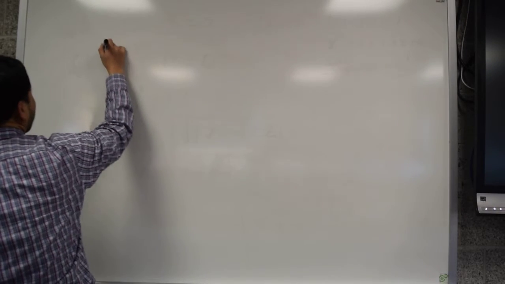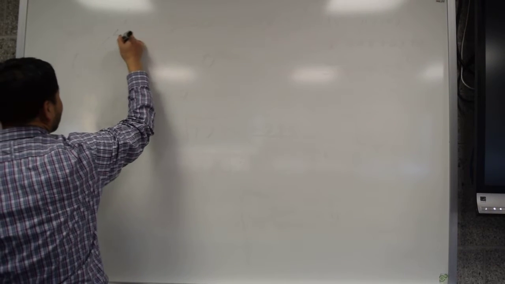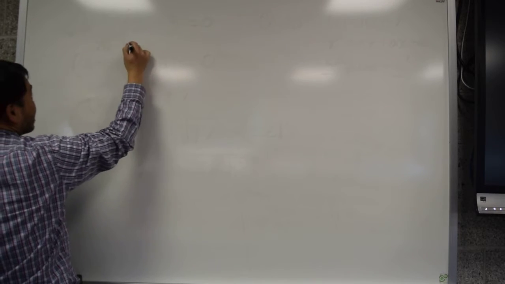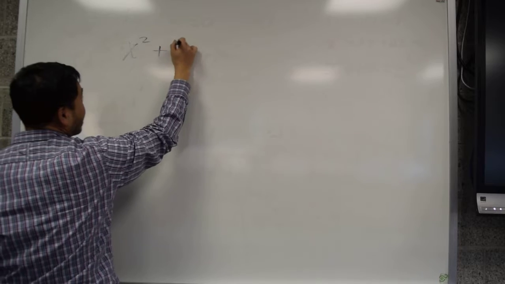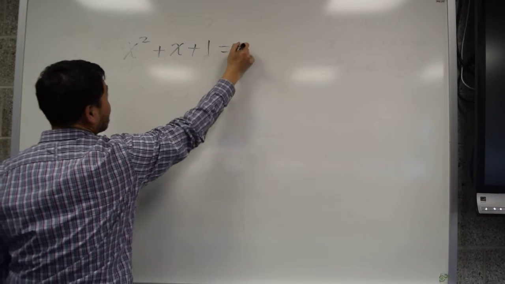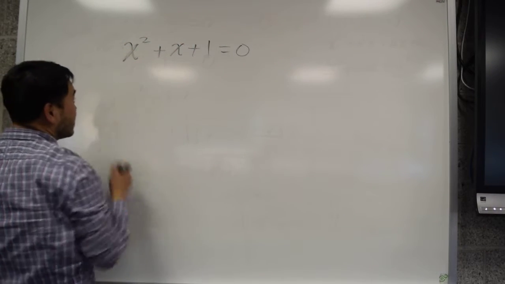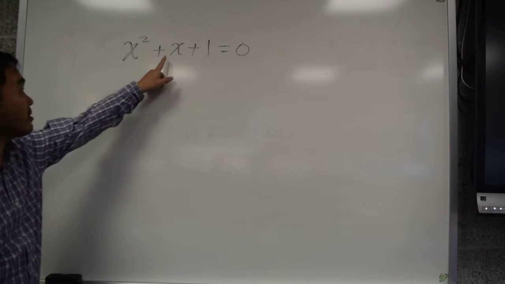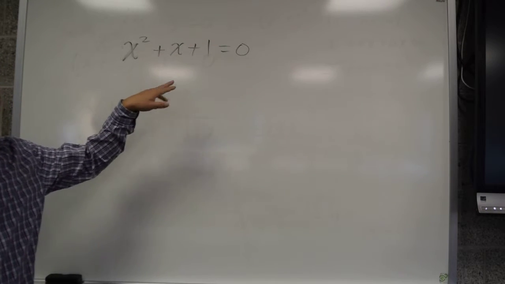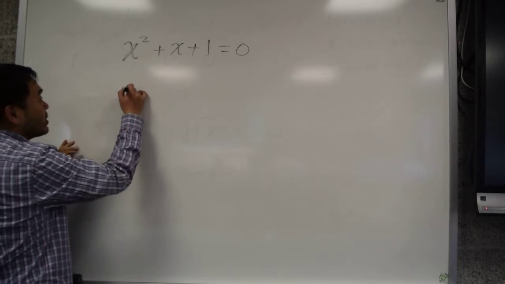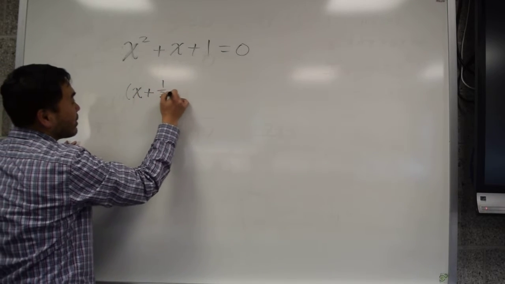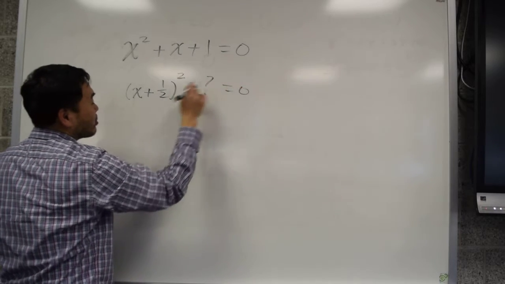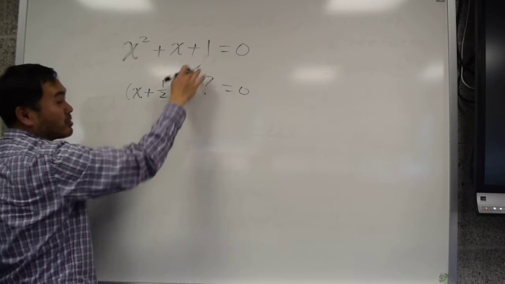So what if you have x squared plus x plus 1 equal to 0? Well, if we do the convention that we were following, this is 1 times x, so if you divide by 2, what do you get? You get x plus 1/2 squared, and then you have to ask the following. 1/2 squared plus what gives you 1?